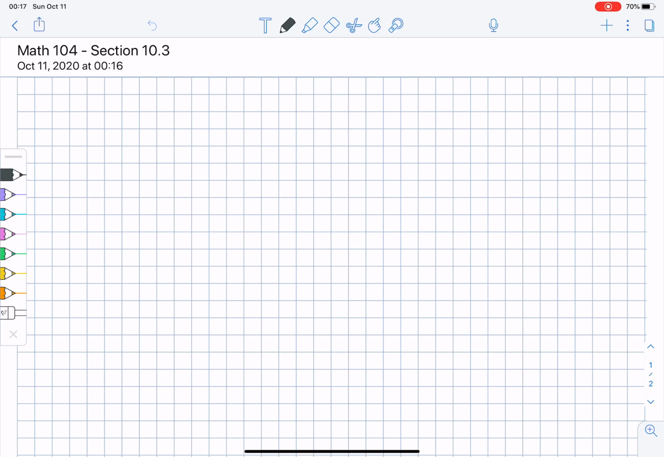Okay, so welcome to section 10.3, which is parabolas. And this is parabolas in a different manner than we've seen them before. So, definition.